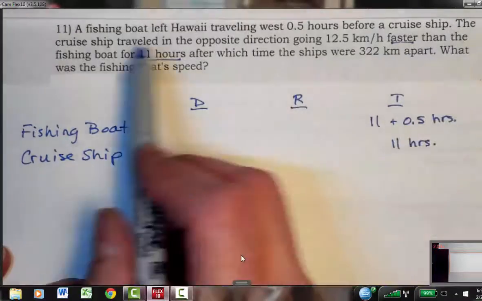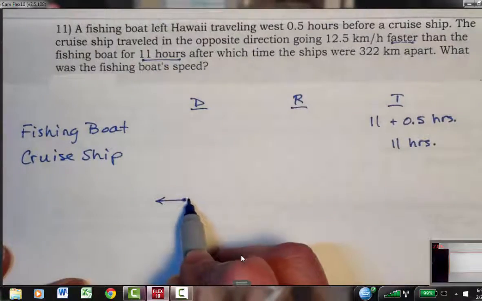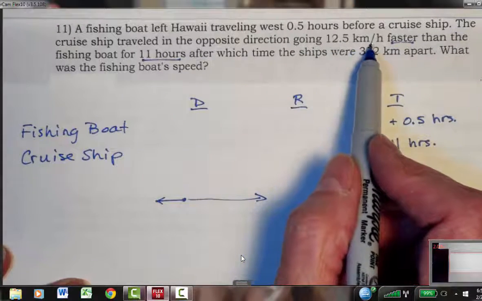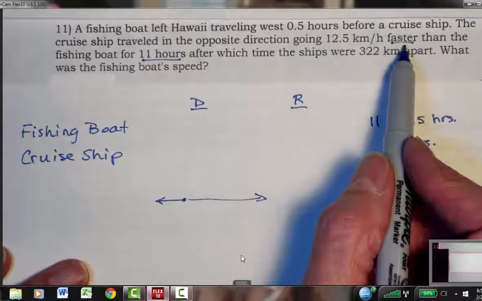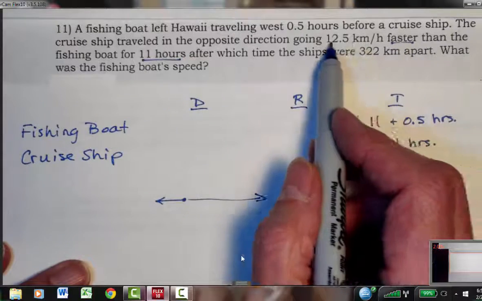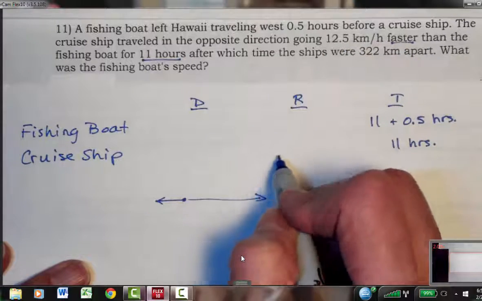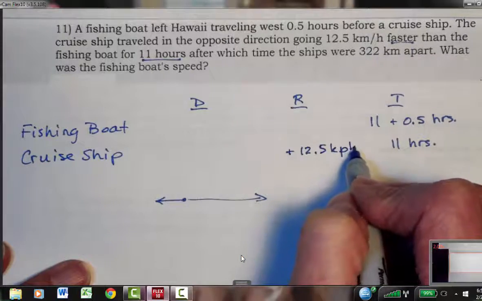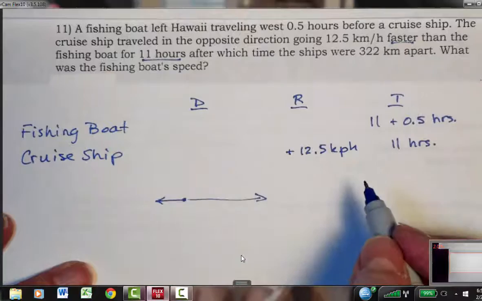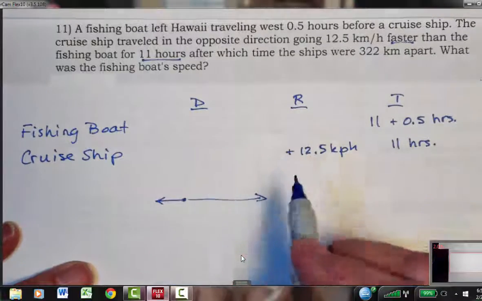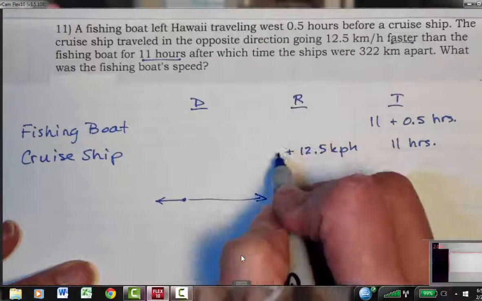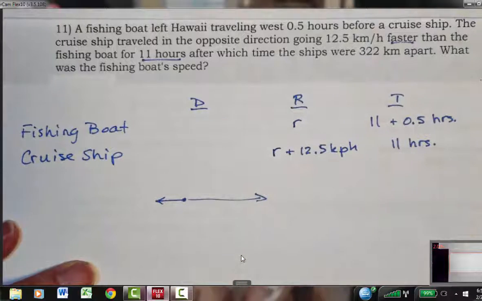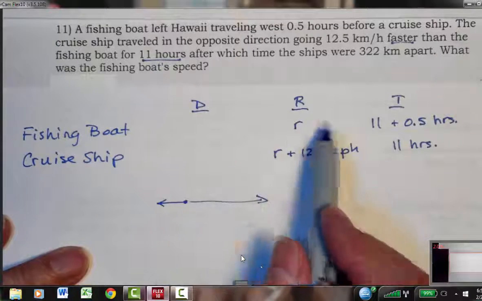Okay, next we have the cruise ship traveled in the opposite direction, so it's going to the east, and it was going 12 and a half kilometers per hour faster than the fishing boat. So that means I'm going to be adding 12.5 kilometers per hour to the rate of the fishing boat. Well, what's the rate of the fishing boat? It doesn't tell me anywhere in the problem, so I'm just going to say that that's R. So the cruise ship is going to be R plus 12.5. Okay, so then I've got my two columns filled in.